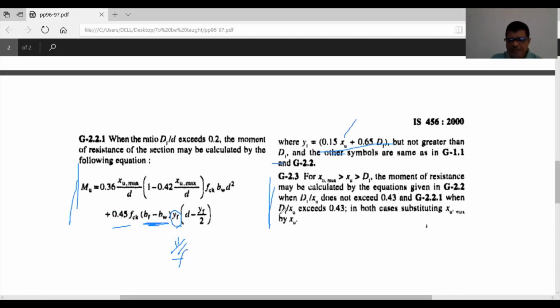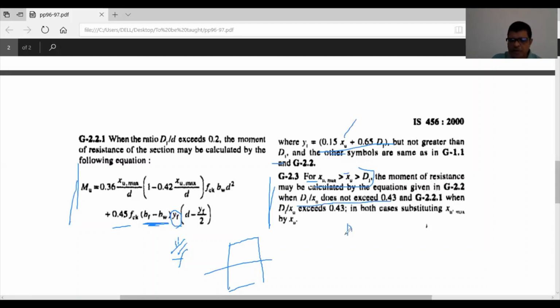Now what is G2.3? If xu max is greater than xu, which is greater than Df, what is the meaning? That means xu is greater than Df, so it lies in the web, and xu max greater than xu means xu is less than xu max. So the neutral axis lies between the limiting neutral axis and the depth of the flange. Then the moment of resistance may be calculated by equation G2.2 when Df by xu does not exceed 0.43.